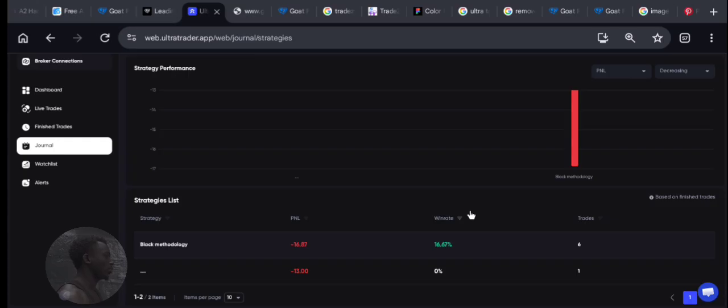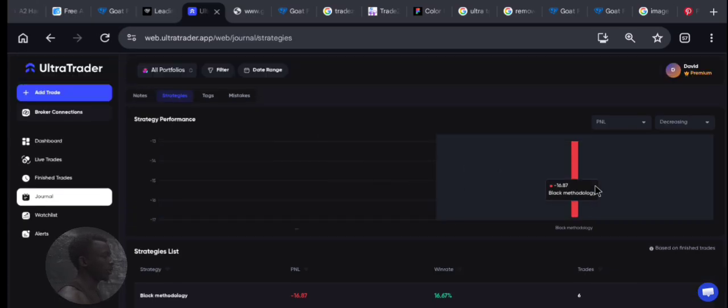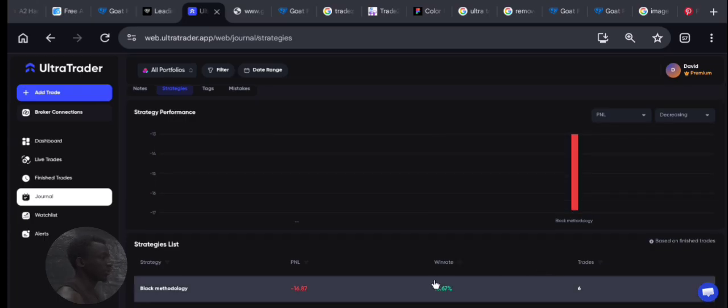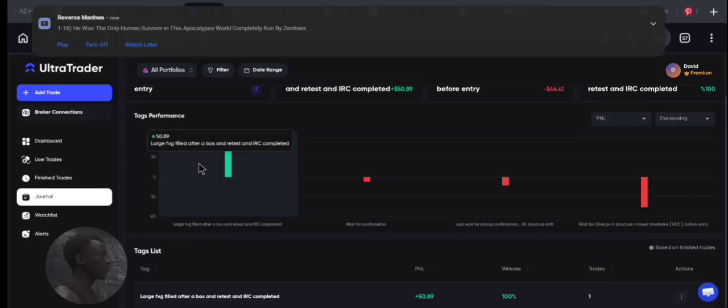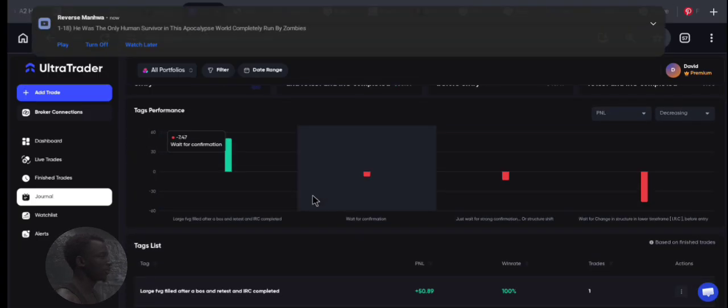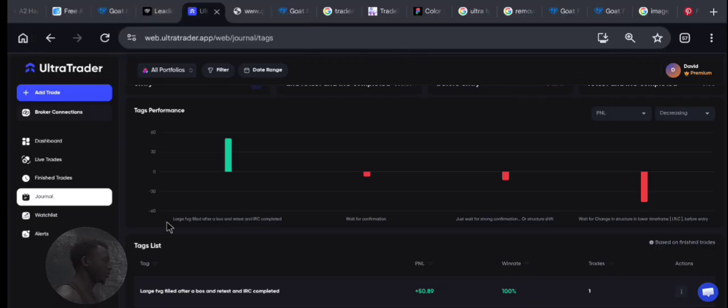So you can see overall my strategy has made me more losses than normal. You can see the win rate is around 16.67%. So you can see each different trade.